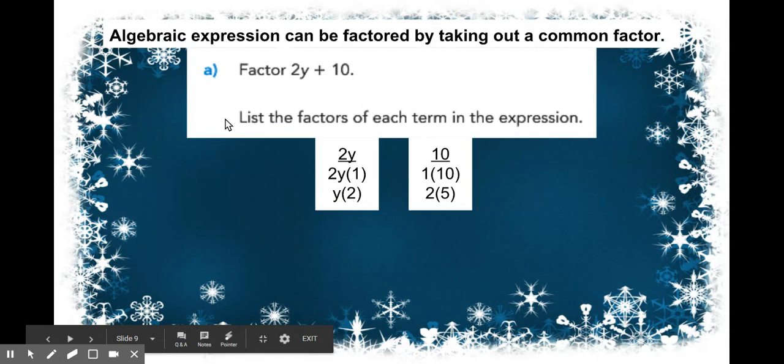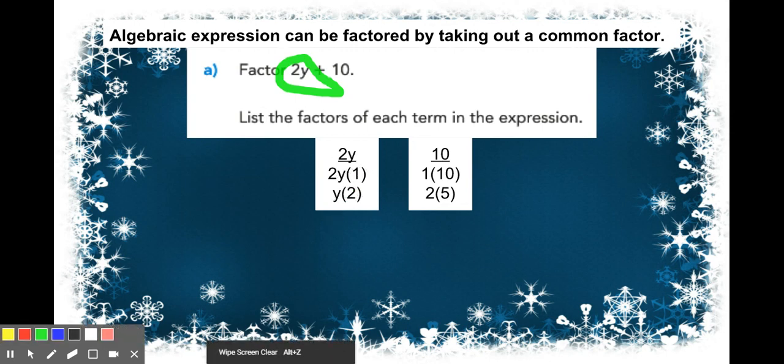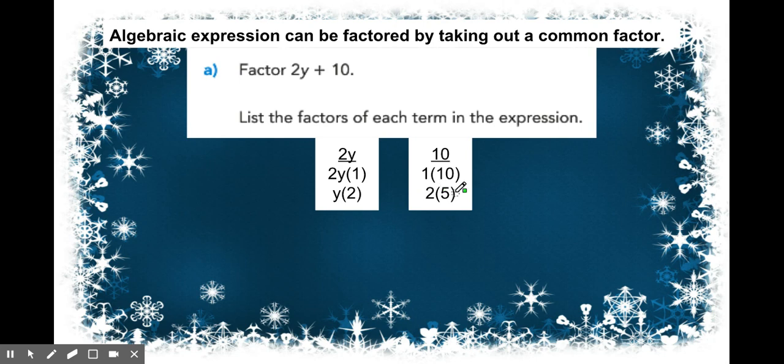So here I'm asked to factor 12y plus 10. Well, we know when we're factoring something, that just means that we're dividing a common factor out of the problem. So first I need to say, okay, well, what are my factors of 2y? What multiplied together will get me 2y? Well, I know 2y times 1 and y times 2 will give me 2y. Then I say, okay, what are my factors of 10? Well, 1 times 10 and 2 times 5. So now I have to compare these and say, okay, what factor do they have in common? Well, they have a 2 in common. So I can factor out a 2.